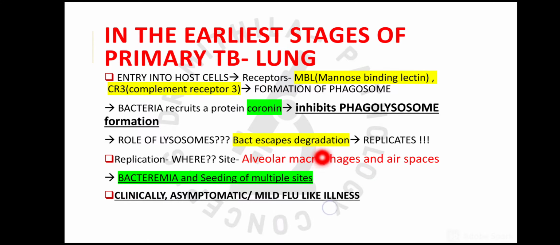So what happens now? It will start replicating and multiplying in the lung, in the alveolar macrophages, in the air spaces. When it replicates, it will later on lead to bacteremia. It will go into the blood and it can seed multiple sites. Clinically, in the earlier stages, the patient is asymptomatic and has only a mild flu-like illness.